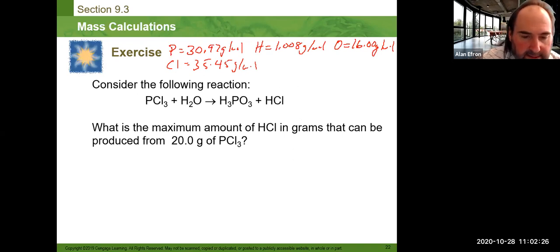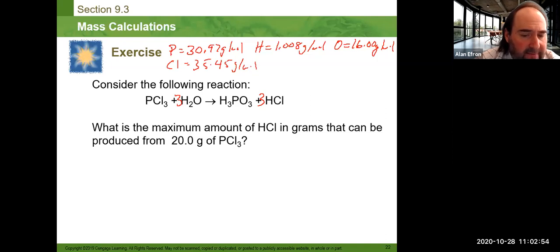So let's take a look and see how we're progressing here. Always just follow the same steps. Clearly, I don't see any numbers in our equation, so it's really not balanced. I believe if you put a 3 there and perhaps a 3 there as well, that should balance it up. We've got 6 hydrogens on each side, 1 phosphorus, 3 oxygens on each side, and 3 chlorines on each side, so we're good.